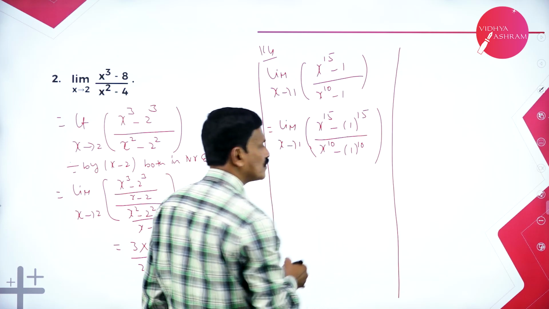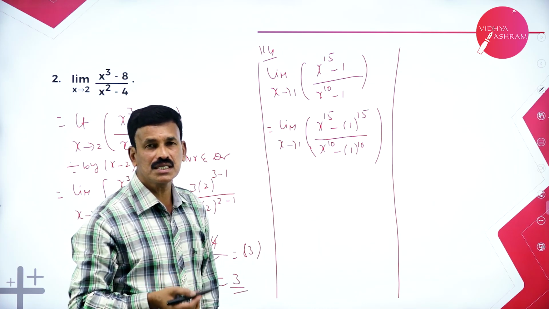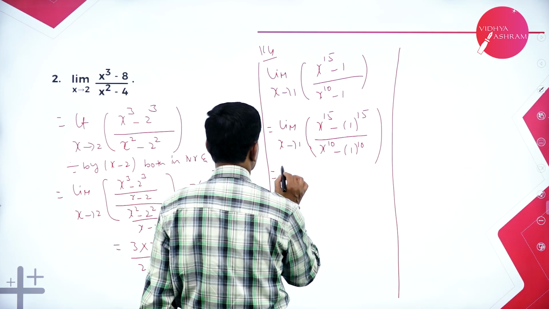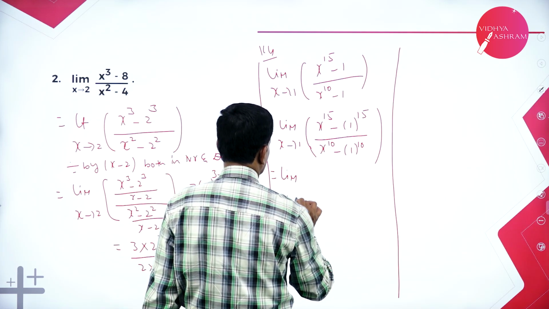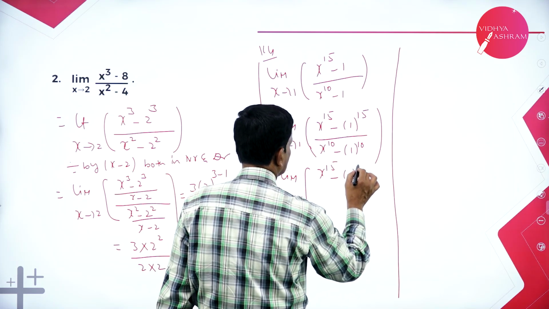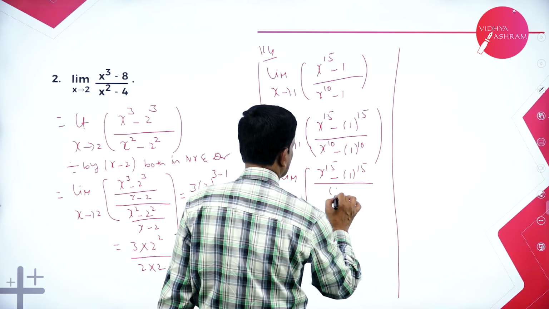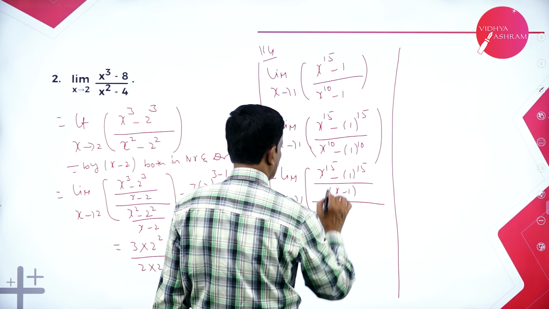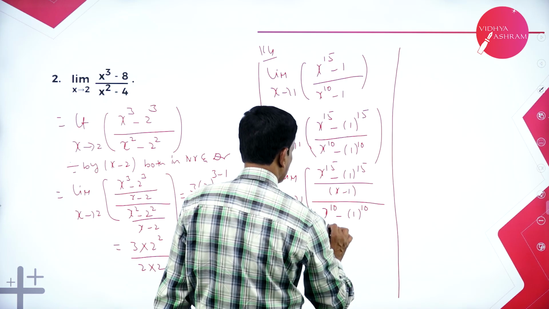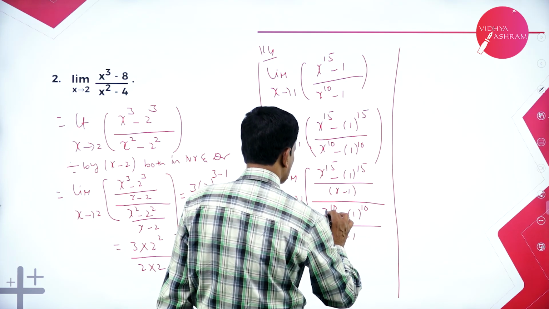Now again this is of the form x raised to n minus a raised to n. Divide by x minus 1 and apply the limit. Limit x tends to 1 of (x to the power of 15 minus 1 to the power of 15) divided by (x minus 1), whole divided by (x to the power of 10 minus 1 to the power of 10) divided by (x minus 1).